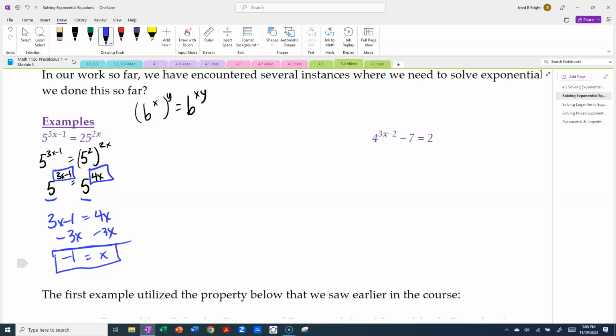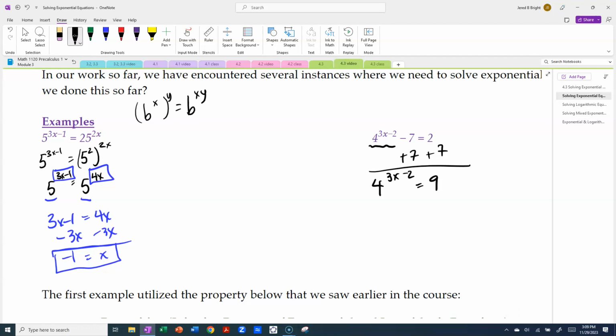Next problem. I have 4 as the base of an exponential expression, and that has a power of 3x minus 2. All of that is minus 7, on the same level as the base, and that's equal to 2. Generally in solving these types of equations, what we want to do is isolate that exponential expression. So I'm going to add 7 to both sides. I get 4 to the power of 3x minus 2 is equal to 9.